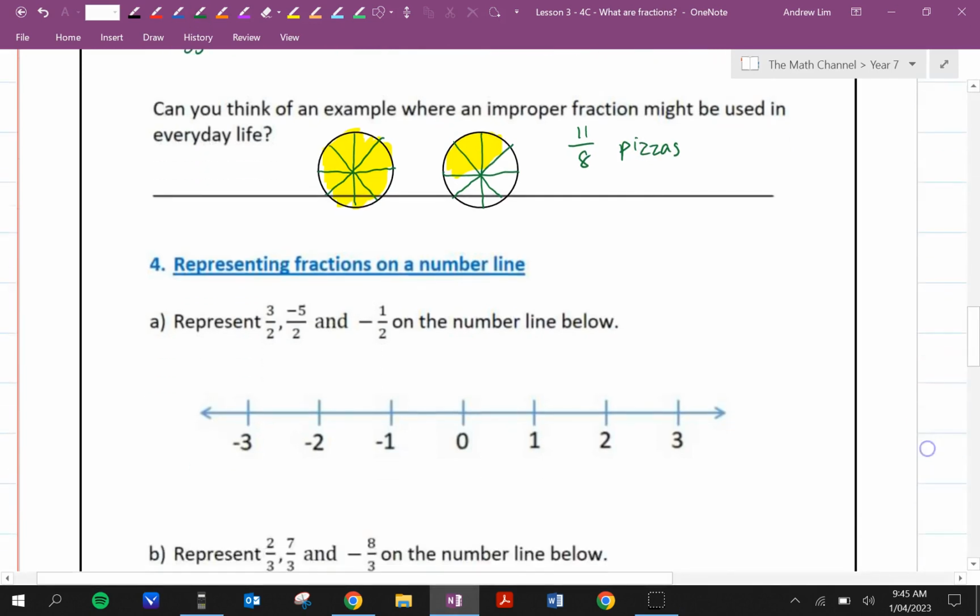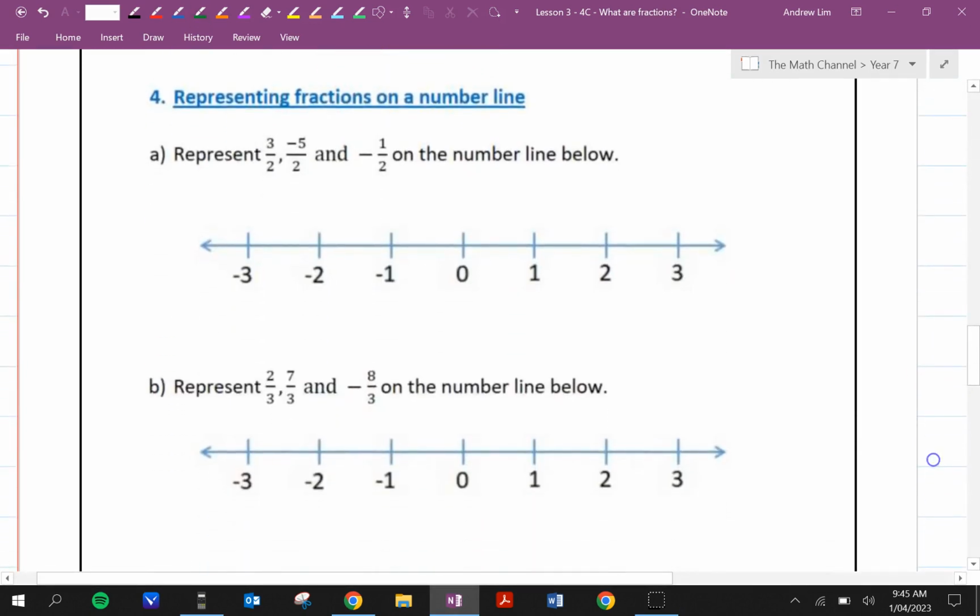So let's have a look at representing fractions on the number line now. Represent 3 over 2, minus 5 over 2, and minus half on the number line below. We've already looked at negative numbers earlier on in the Year 7 course, so we should be familiar with this number line. But now we're dealing with fractions.